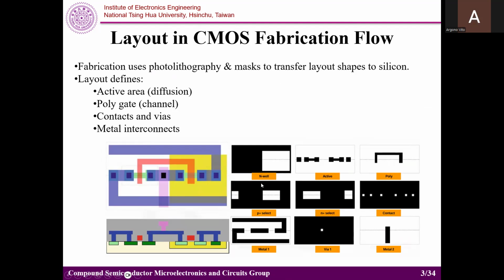The mask is used to transfer the layout shape onto the silicon, and there are some key layers, like the active area, polygate, contact, via, and metal interconnect. Later, I will use Virtuoso to demonstrate again. In this part, I will just talk about some basic concepts.